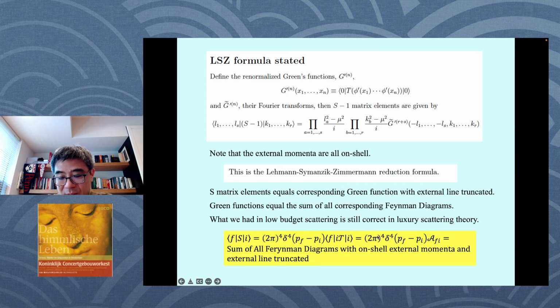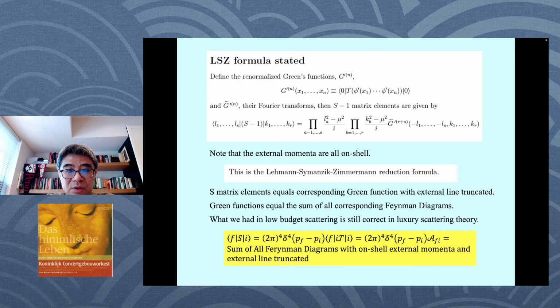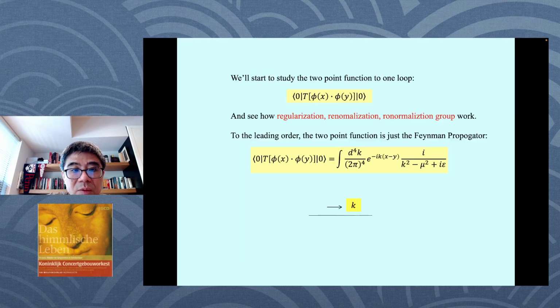This is the end, I think. This is the exposition from Tong's lecture notes. So that's the end of this section, because here we finally explain the low budget scattering theory and the luxury scattering theory and show that they are the same. I hope it is useful. Next, I would like to talk about the propagator and then go on to talk about renormalization.